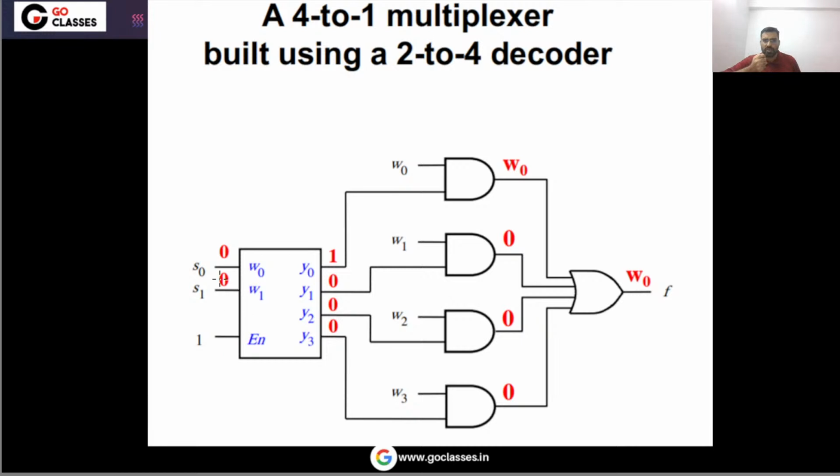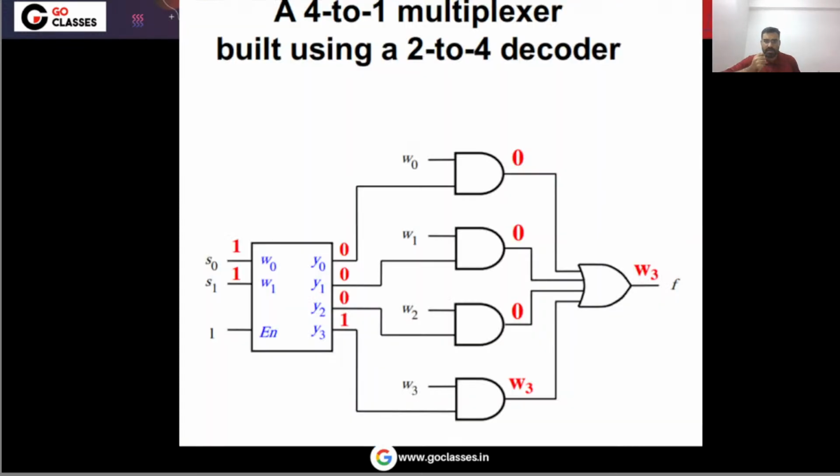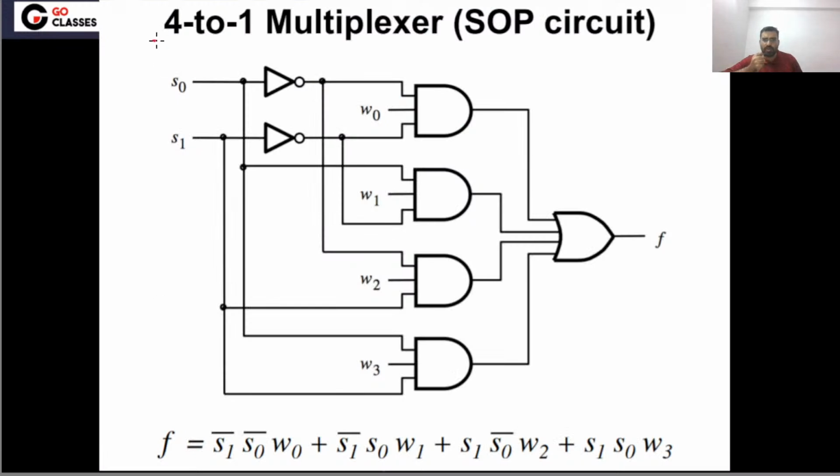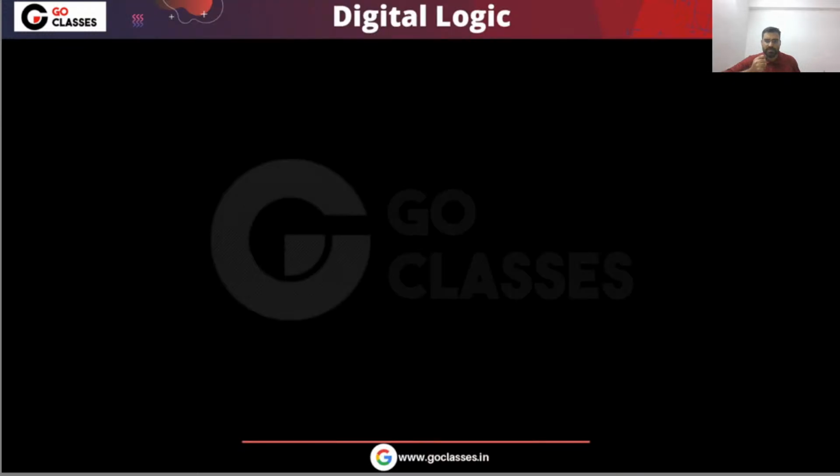You can notice, if both the inputs are 0 0, this line will become active, and so f will be equal to w0, and so on. So is this analysis clear? So your circuit is basically a multiplexer. You already know what a multiplexer is. This is the SOP implementation of multiplexer. We already know. Correct? Anyone has any doubt in this?